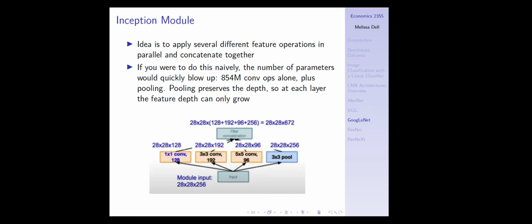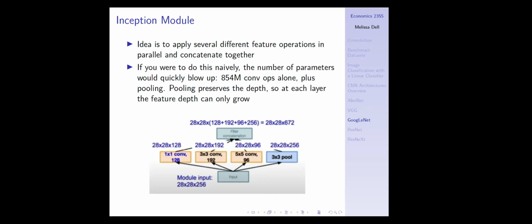And the idea of inception is that you're going to, side by side in parallel, apply different convolutions as well as pooling. And so you're going to apply 128 1 by 1s, 192 3x3s, 96 5x5s, and you're going to also do a 3x3 pool. And then you're just going to concatenate those all together. And so you see they're all 28 by 28, right? Which you need in order to be able to concatenate. And when you put all those together, that's 28 by 28 by 672.